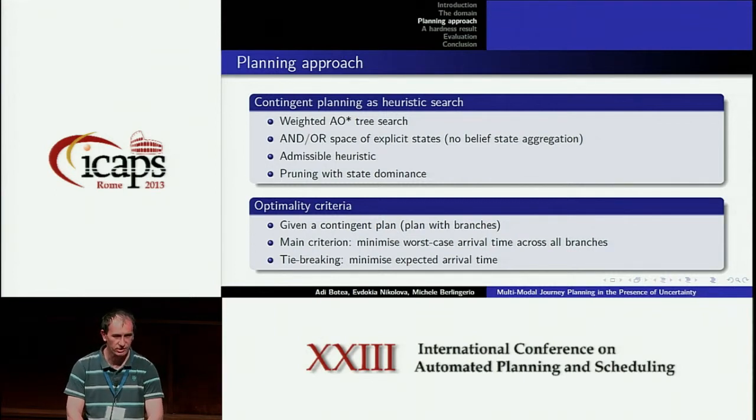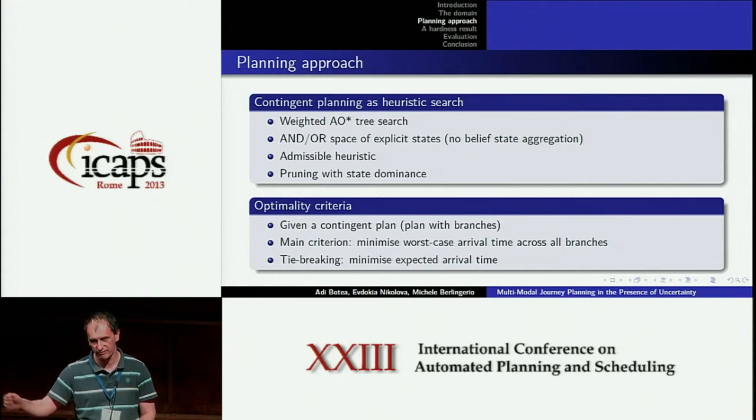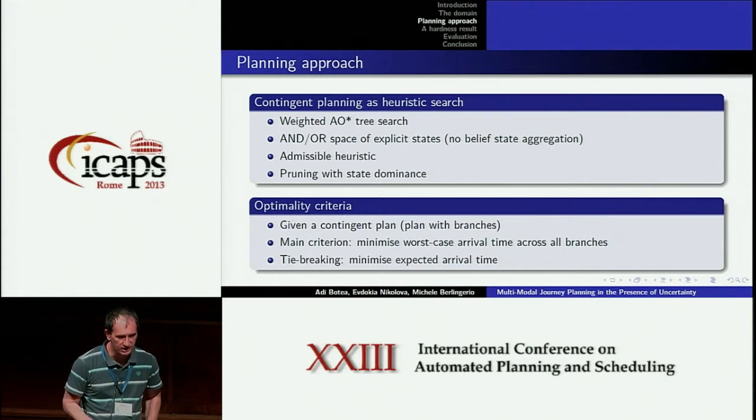We have built an admissible heuristic, and also we came up with some pruning rules based on state dominance. As optimality criteria, now the framework here is that we have a contingent plan with one or more branches, right? Because we do contingent planning. And the main optimality criterion refers to minimizing the worst case arrival time across all the branches on the tree. That means we want to play it safe, right? We want to give some guarantee about the arrival time in the worst case. The tie breaking is performed by minimizing the expected arrival time. That is the weighted sum of all the arrival times along all the branches.